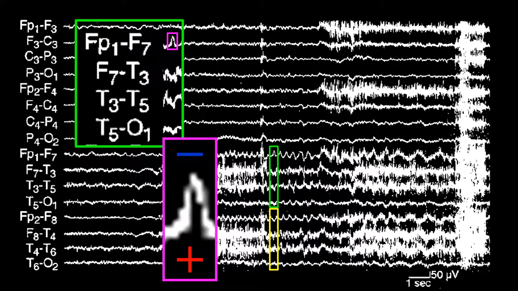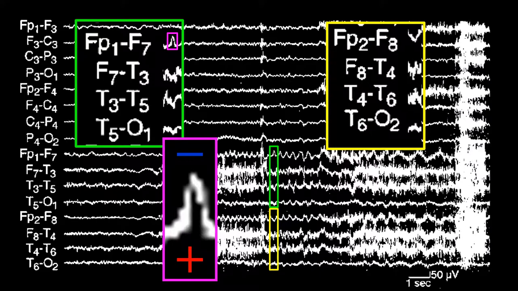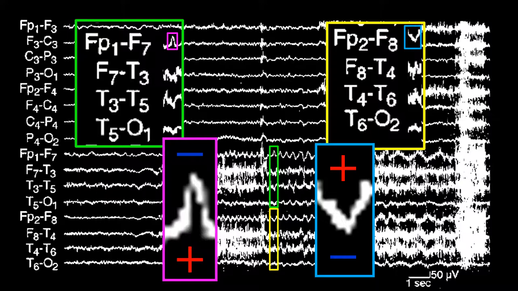Now, I do the same in the right hemisphere at the same time period. I will go through the same enlarging and labeling process as I have done in the past. I will also select the wave and enhance it. As you can see, the polarity of the wave is negative at FP2 in relation to F8.